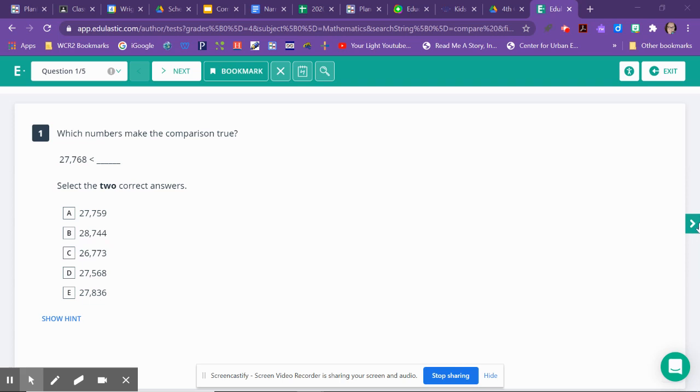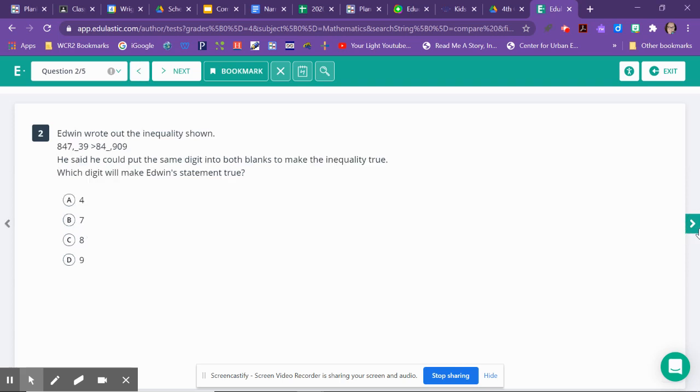So please follow directions. The next one, main reason why I'm recording this video, this word right here. So Edwin wrote out the inequality. That's kind of a fancy word. I haven't really used that word much, so I did want to touch on it. The word inequality just means when they say an inequality, they're talking about a comparison sentence. So I think I use the phrase comparison sentence more often, or just saying that you're going to compare these two numbers. But when they say inequality shown, they're just talking about the comparison sentence that you're seeing.